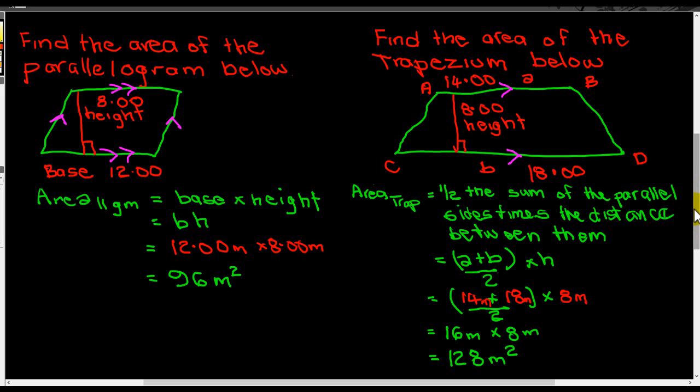So, filling in what we know from the formula, it's 14 meters, the length of side A, plus 18 meters, the length of side B, and that's divided by 2, and that's multiplied by 8 meters, the distance between the parallel sides. So 14 plus 18 is 32. Divide that by 2, 16 meters. Remember, if adding meters, it's meters times 8 meters, and when we multiply that out, 16 by 8 is 128 meters squared. So that would be the area of that trapezium.